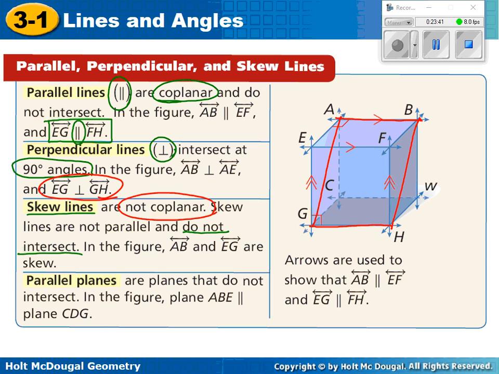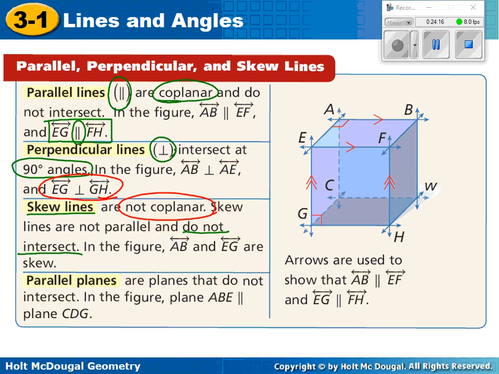Okay, so would AB and GH be coplanar? I'm going to say that again. AB and GH, are they coplanar? Yes, because there is a diagonal plane that goes through the box. So are AB and GH parallel? Yes, because they do not intersect and they are coplanar. Okay, so be careful and think, could there be a plane? If there could be a plane, then they're coplanar. Okay, skew lines, however, are not coplanar and they do not intersect.